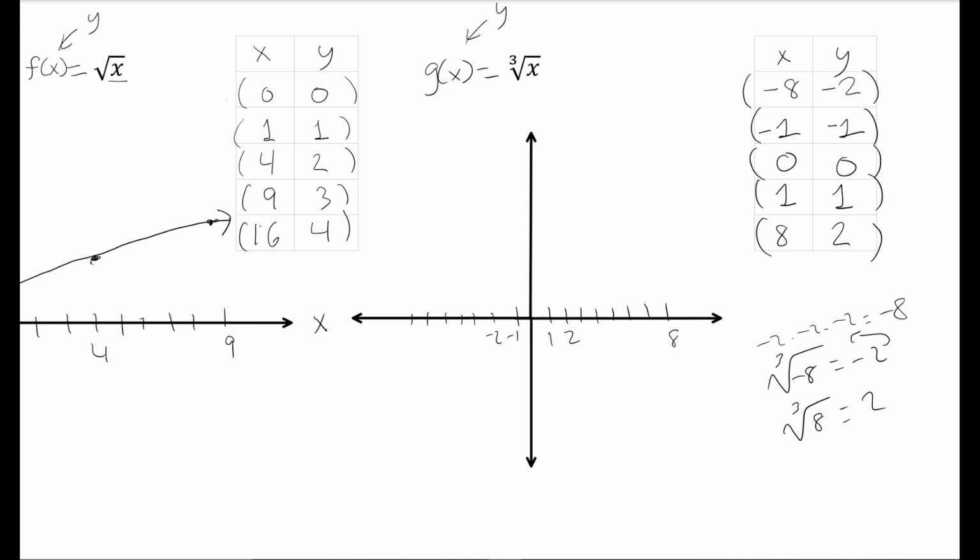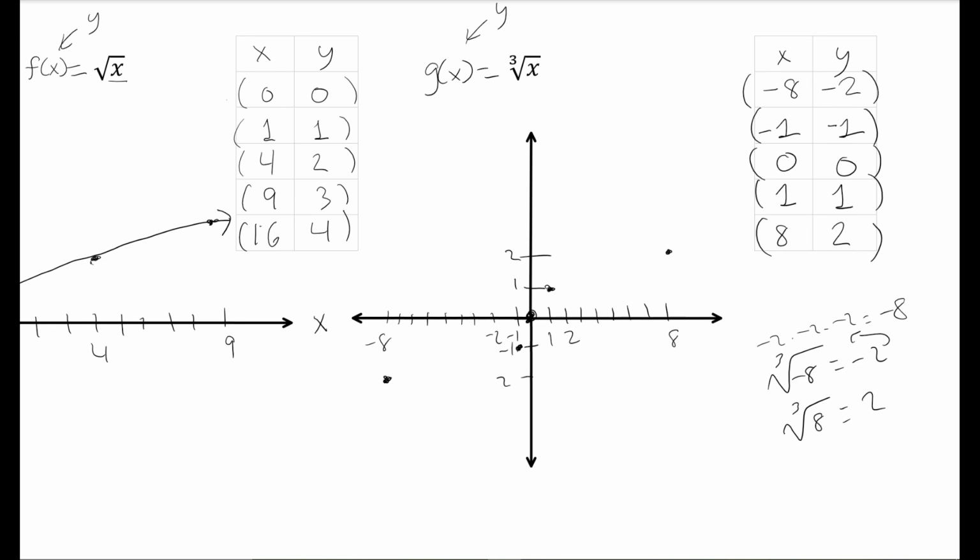All right, so we have here: when x is 0, y is 0. When x is negative 8, y is negative 2. When x is negative 1, y is negative 1. When x is 1, y is 1. When x is 8, y is 2.